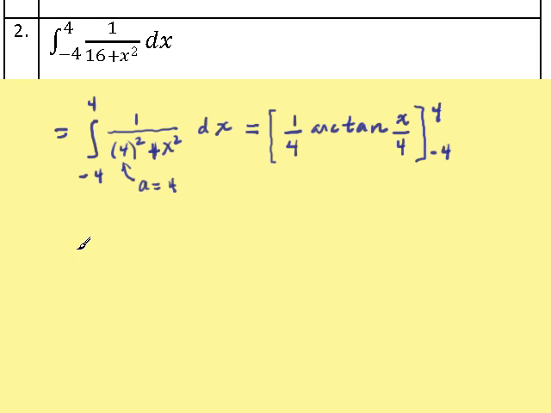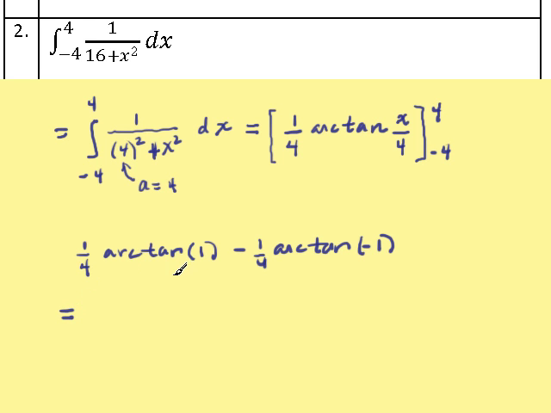Let's substitute in. So we have arctan 4 over 4, that's arctan 1, minus 1/4 arctan minus 4 over 4, that's arctan minus 1.